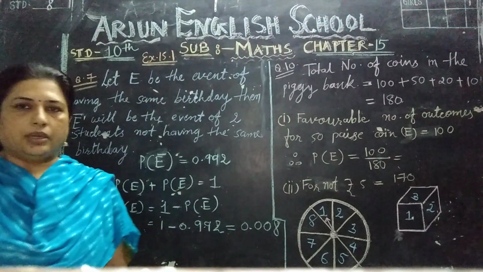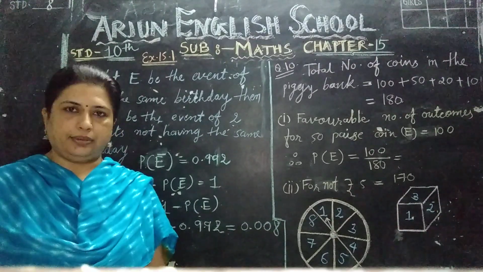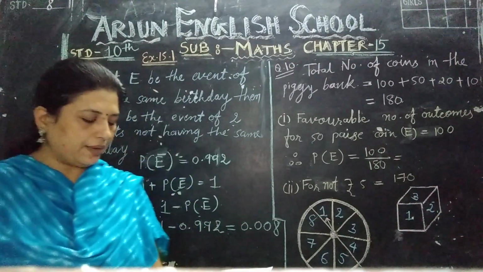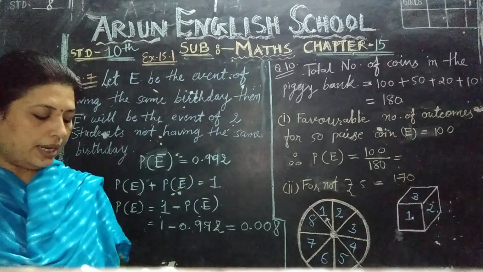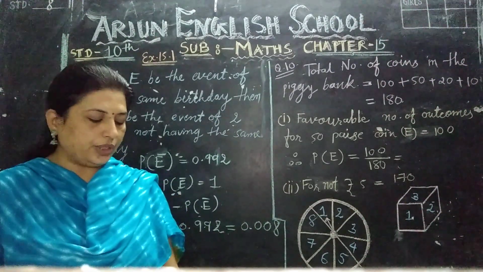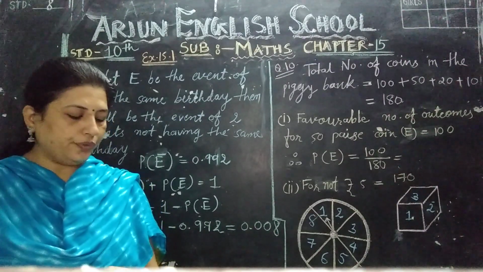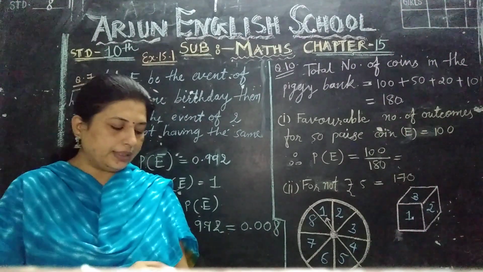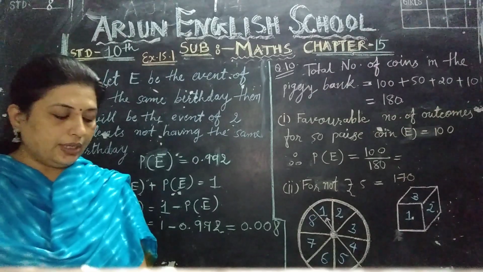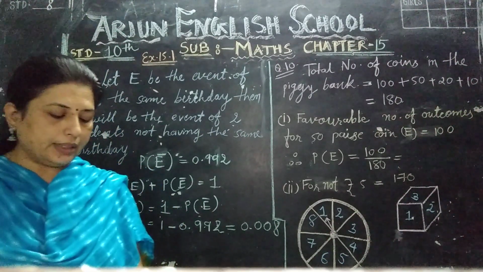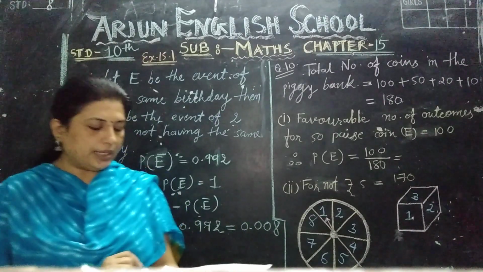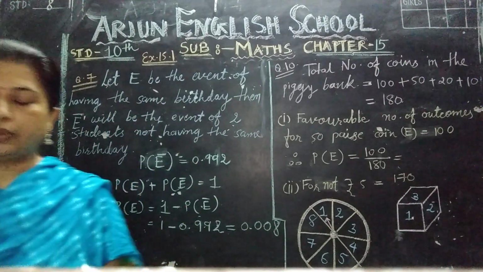Now let us do question number 7. Start with question number 7. What is question number 7? Let me read it. It is given that in a group of 3 students, the probability of 2 students not having the same birthday is 0.992. What is the probability that the 2 students have the same birthday?